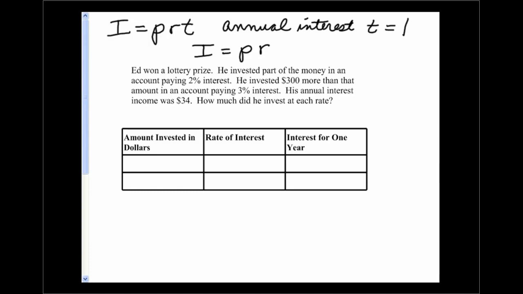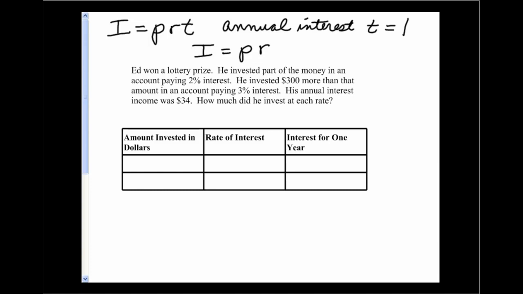The problem. Ed won a lottery prize. He invested part of the money in an account paying 2% interest. He invested $300 more than that amount in an account paying 3% interest. His annual interest income, how much money he got from the bank for investing his money, was $34. How much did he invest at each rate?